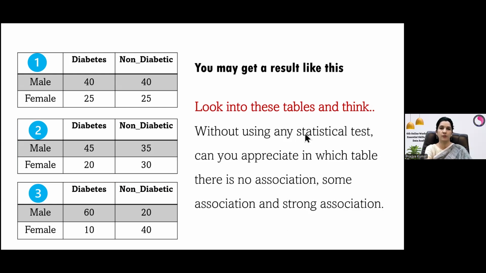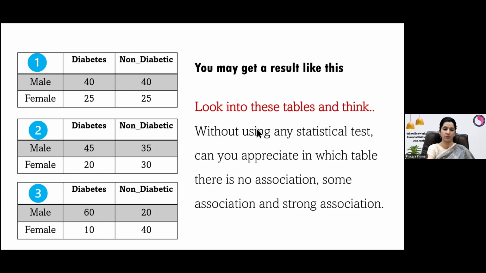So if you just see these tables, even without a statistical test, can you guess where there won't be any association, where there will be some association, and where there will be strong association between gender and diabetes status? Yes? So 1, 2, 3. First is no association. Second is moderate. Table 3 is strong association. Yes, all of you are right.